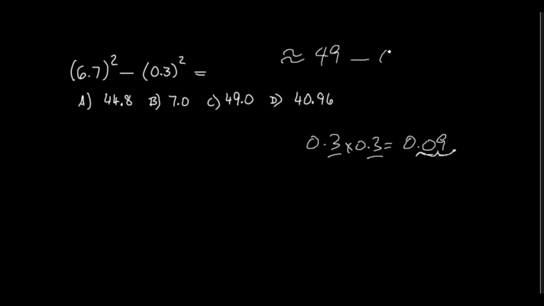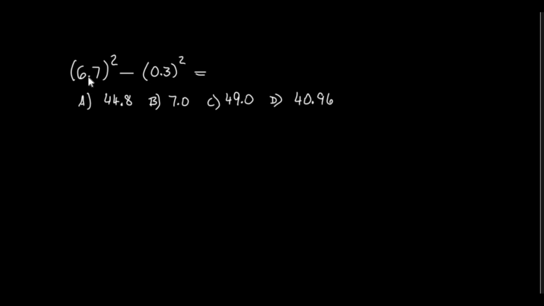So it's 49 minus 0.09. So this is taking off 0.09. So it's definitely going to be less than 49. So this is out. This is too small in terms of 7.0. And 40.96 might be a little bit too small. So therefore the answer should be about 44.8.